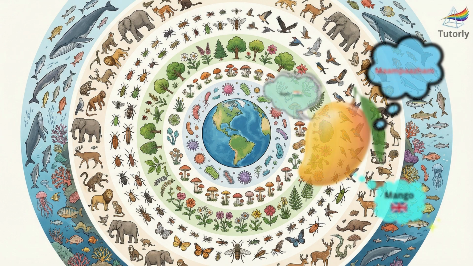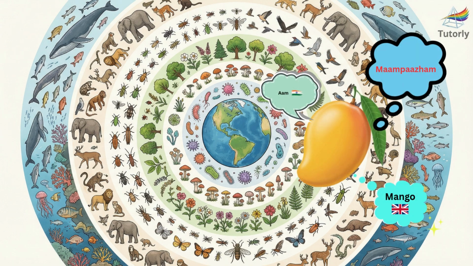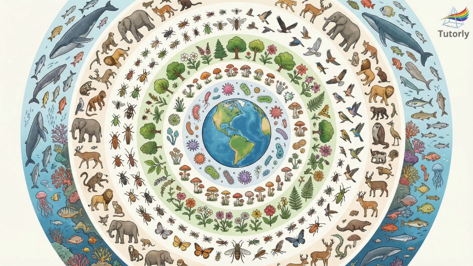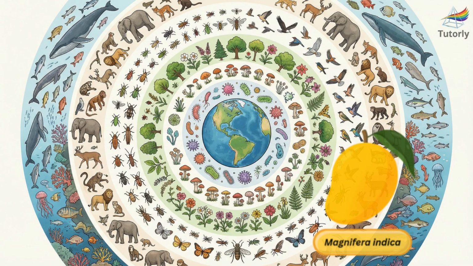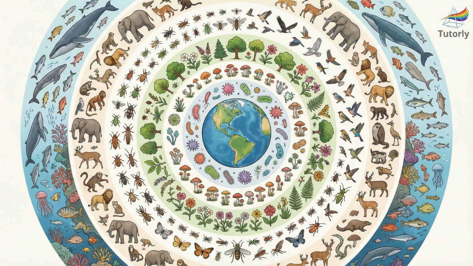Take a mango. In Hindi, it is aam. In Tamil, it is mamparam. In English, it is mango. Same fruit, 3 names, 0 agreement. The scientific name Mangifera indica solves this permanently. 1 name, every country, every language, every laboratory.